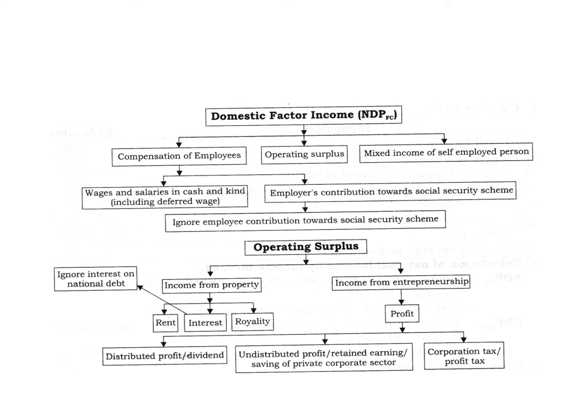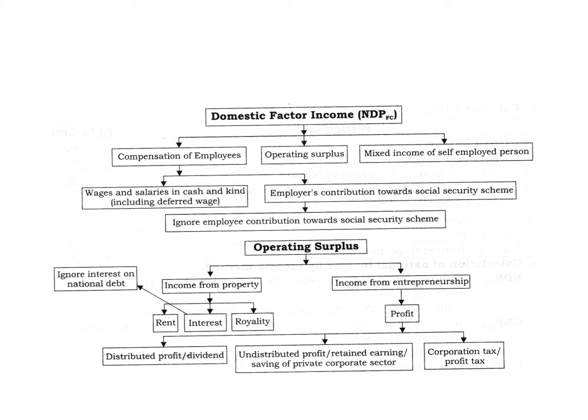Yes friends, check this flow chart. Domestic factor income, NDP at FC, has three components: compensation of employees, operating surplus, and mixed income of self-employed persons. Compensation of employees has three components: wages and salaries in cash, wages and salaries in kind, and employers' contribution to social security schemes. If employee contribution is given, we will ignore it.